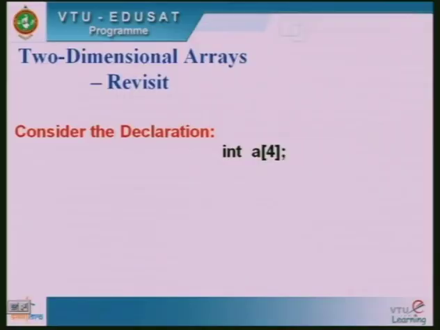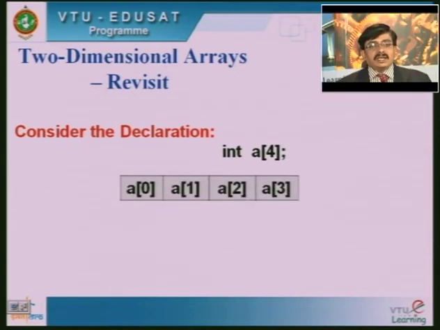In the last lesson, we saw the concepts of two-dimensional arrays. Here let us revisit them. Consider the declaration int a[4]. Here a is an array of 4 integer elements, that is, a[0], a[1], a[2], a[3]. What we can note here is that all the elements are stored in a contiguous memory area.